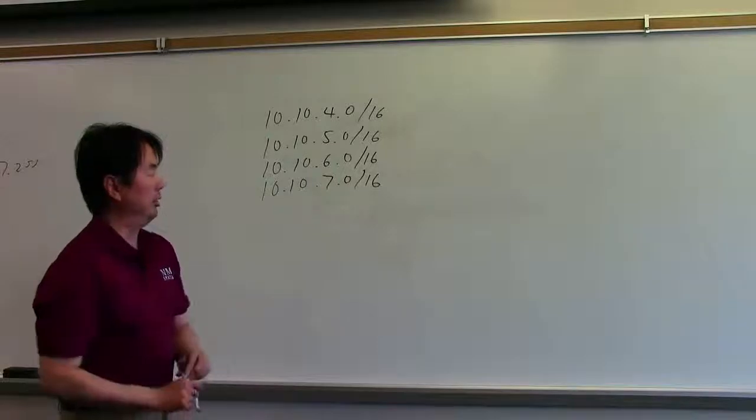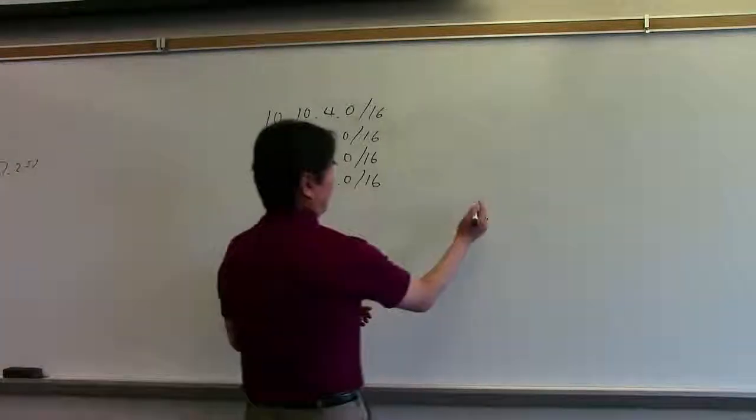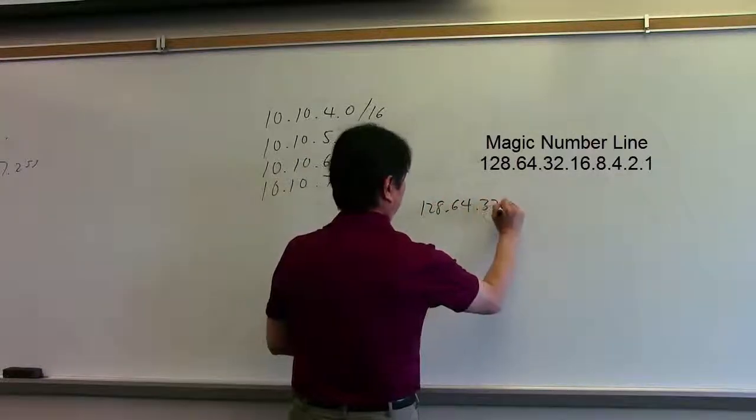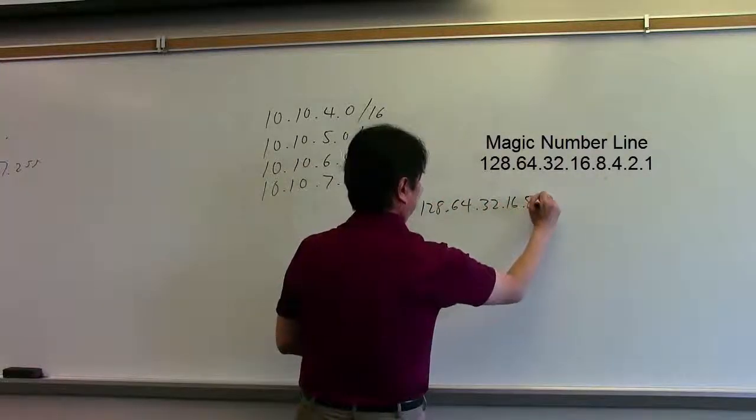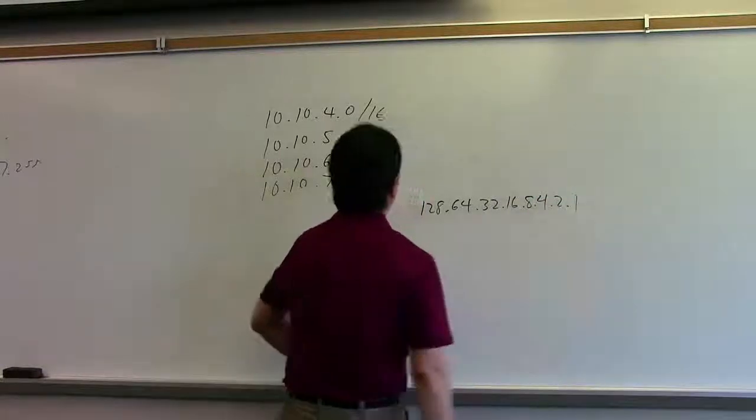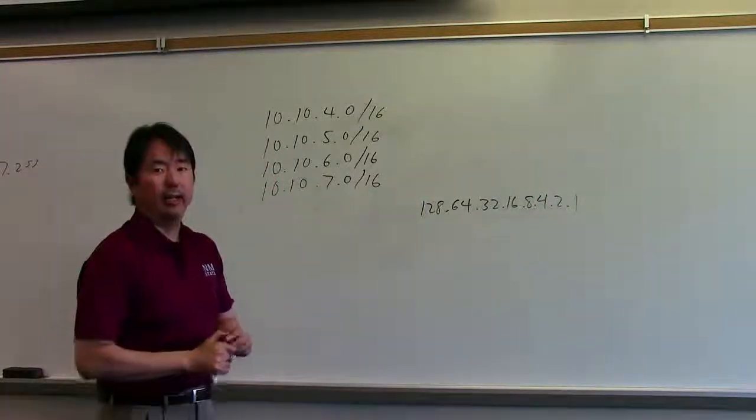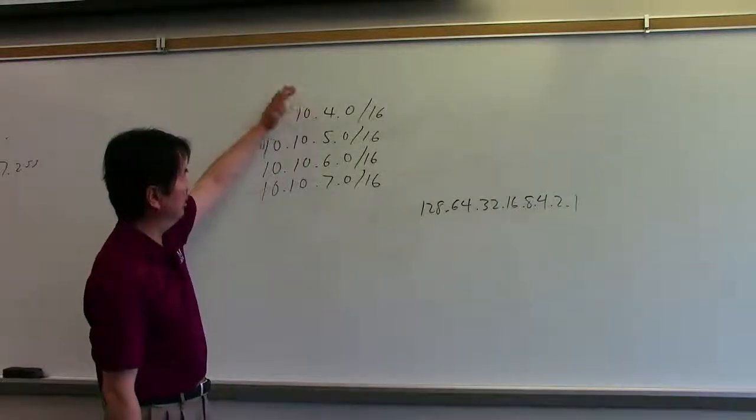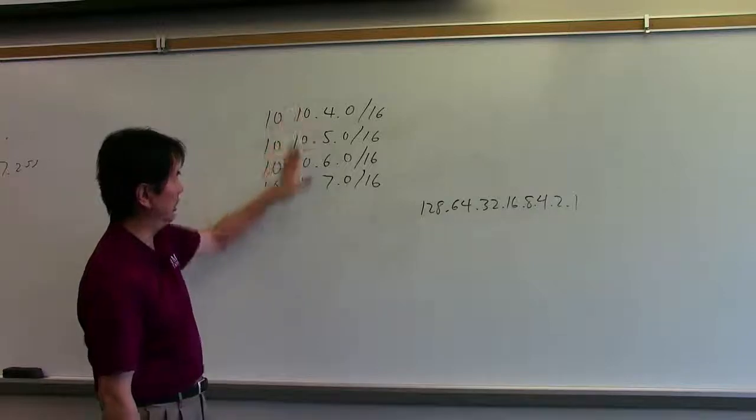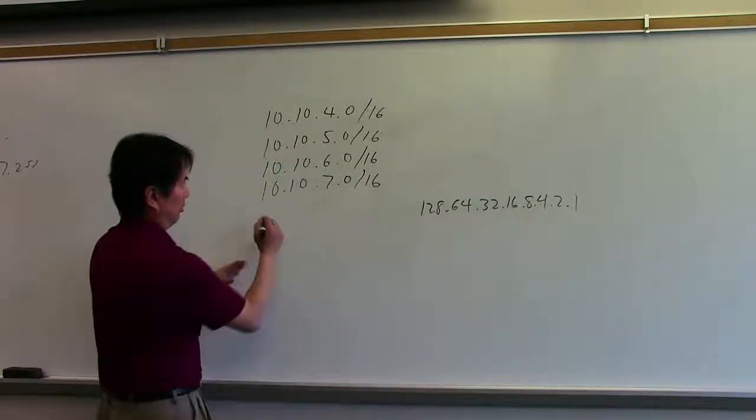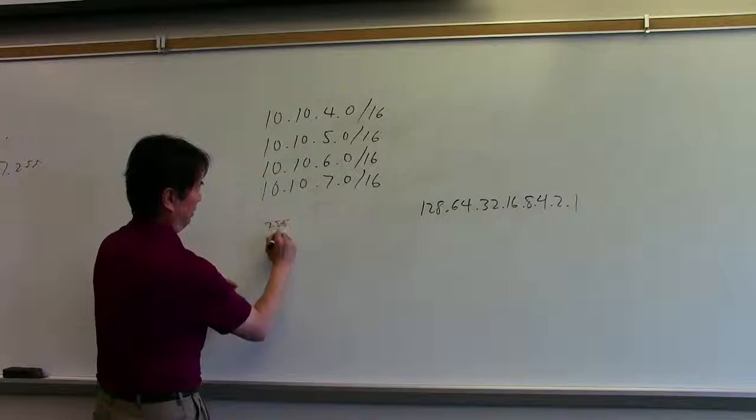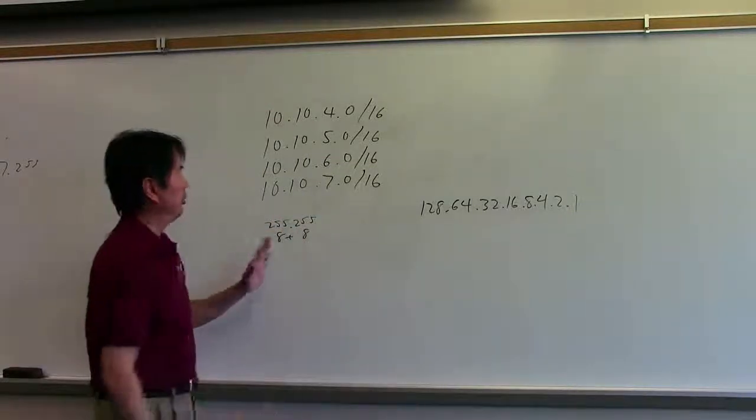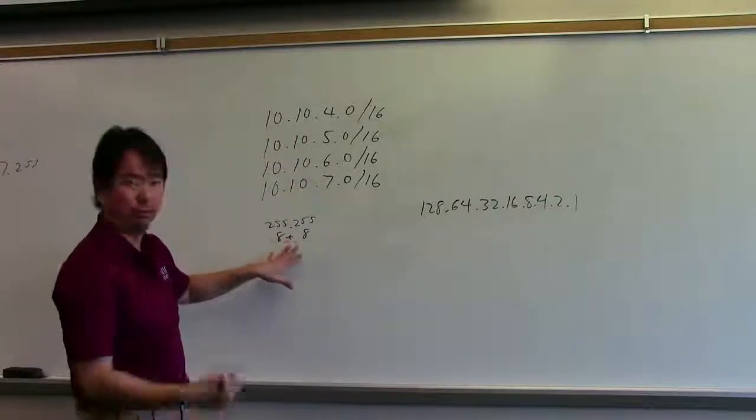The first thing we need to do is we need my magic number line again. And everybody knows that's 128, 64, 32, 16, 8, 4, 2, 1. Okay, now the first thing you need to find out is how many do you need? Here we're going to count, these are 10, so they're the same. These are 10s, so they're the same. So it's going to start off with 255, 255. Because remember, wherever you have the same number, it's going to be a static 255.